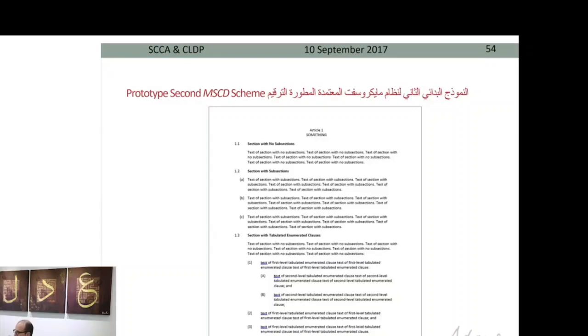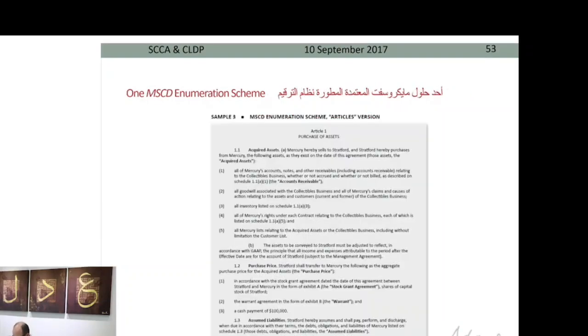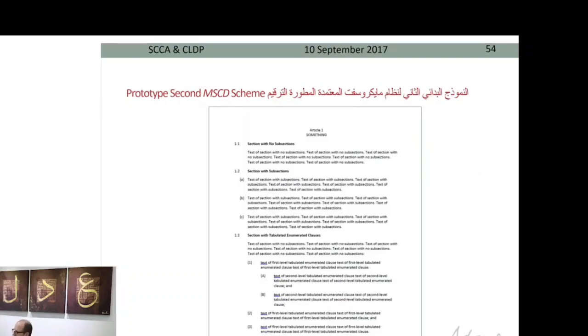So here is the second MSCD scheme. And this is, in fact, in the 4th edition of the book. So I now have 2 schemes, this one and this one. You'll notice this one is what I call first line indent. See the first line that's pushed in like that? That's first line indent. This is hanging indent.